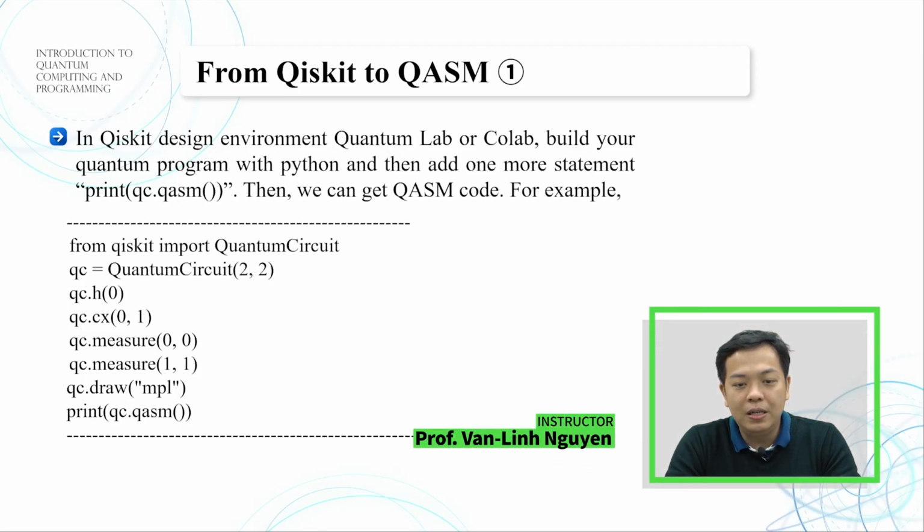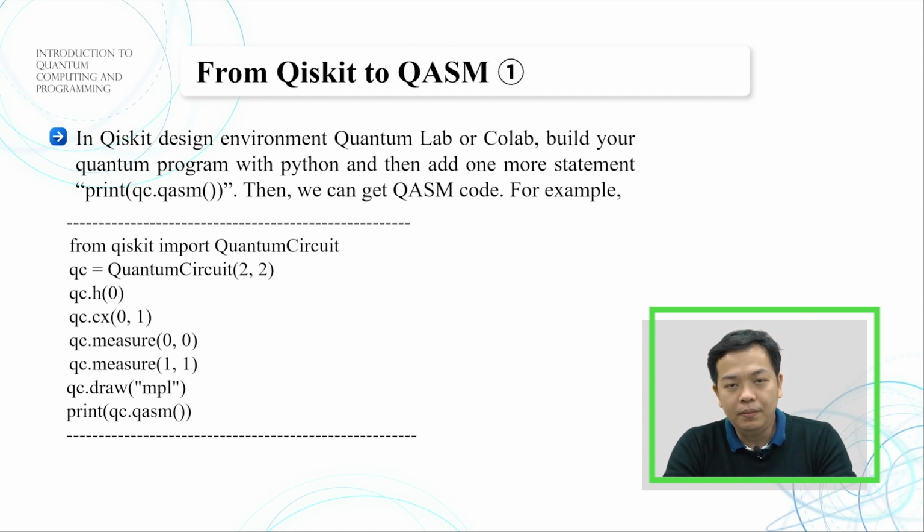Actually, we have two kinds of standard, and in IBM Qiskit, or in the quantum lab, or in Google Colab, they support these two environments too. But these two are so different. About Qiskit, in the design, you need to code more specifically how you can design the circuit, and how you can add the gate, measure, and draw with matplotlib.